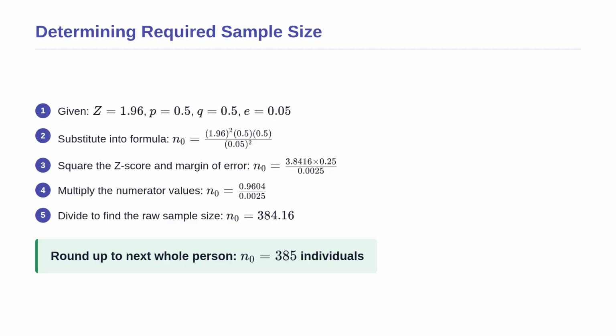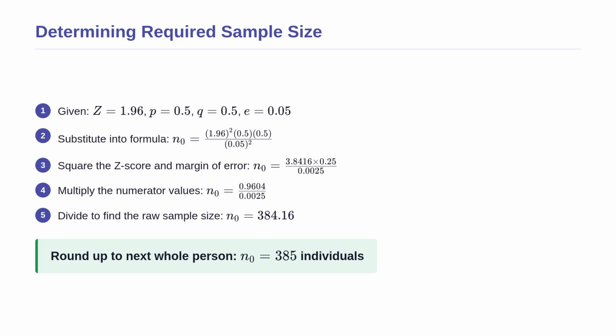Before we conclude, let us see Cochrane's formula in action. Imagine researching public transit preference in a massive city. You want 95% confidence, giving a z-score of 1.96. With no prior data, you assume maximum variability, so P and Q are both 0.5. You want a strict 5% margin of error, so E is 0.05. We substitute these into our formula.